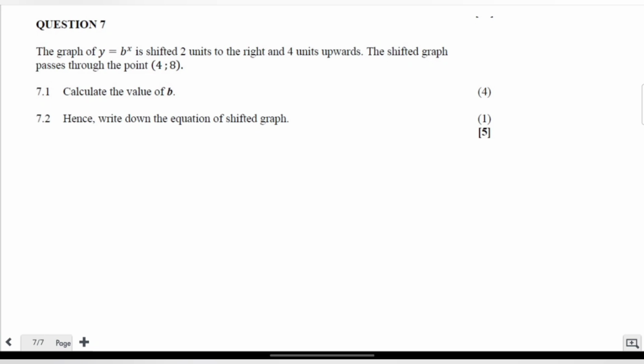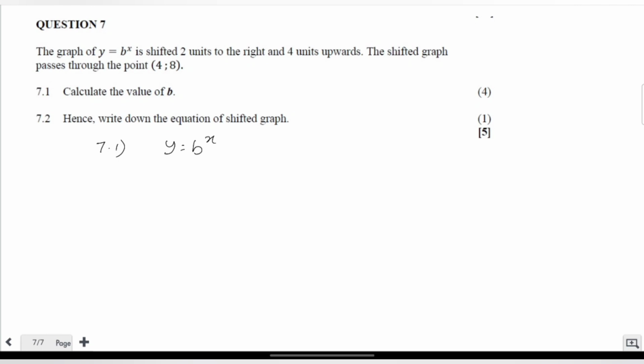That's it. So here the graph is, let me write it here, 7.1 I'm doing now. y is equal to b to the power x. So what type of graph is this one? Can you guess? It's an exponential graph, isn't it? Because x is in the power position. And what will happen? The graph is shifted 2 units to the right, means you have to subtract 2 from x, and 4 units upwards means you have to add 4 at the end.